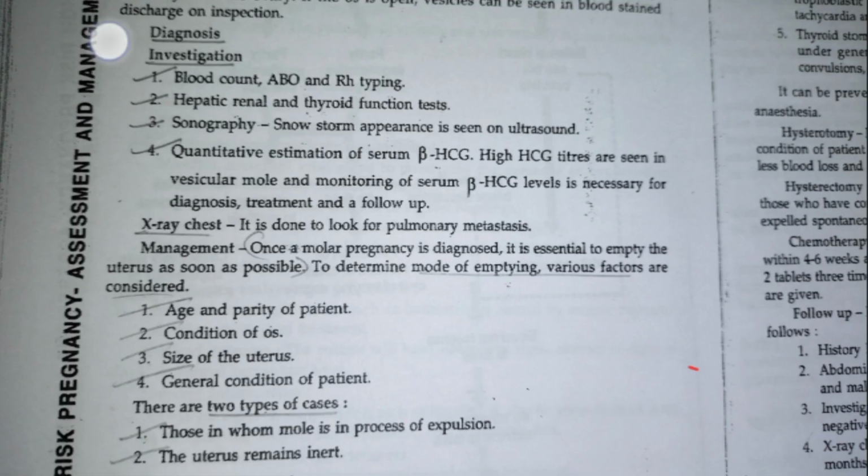The diagnosis of this condition: first, because of irregular and heavy bleeding, we will check the blood count and the blood group. In this condition the hormonal levels will be imbalanced, with ups and downs. To make sure there are no other related conditions like renal problems or thyroid problems, we test for those, and definitely an ultrasound will be performed to detect how big the mole is, how it is to be removed, and so on.